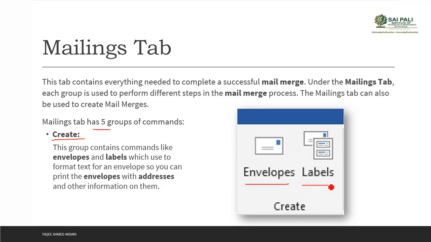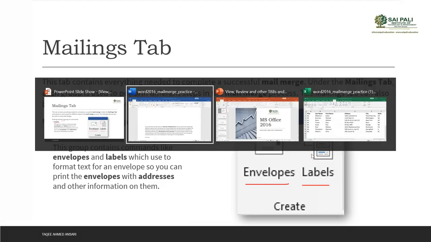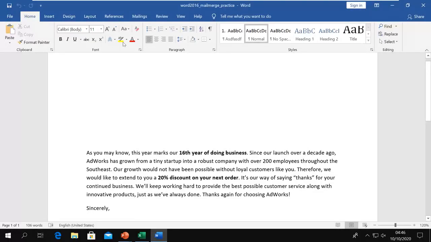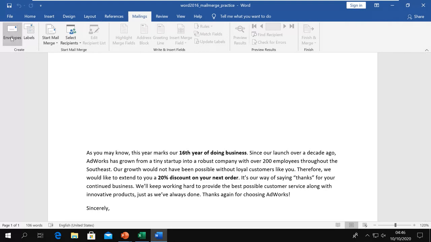This group helps us create those labels or envelopes where we can put our letter and then post them, or labels which we can fold and on which we have the address of the recipient and all that. It is very simple. If I go to the Mailings tab, I have the first group called Create, where I have Envelopes or Labels. Suppose I want to create envelopes. If I click on this command, it opens this dialog box.